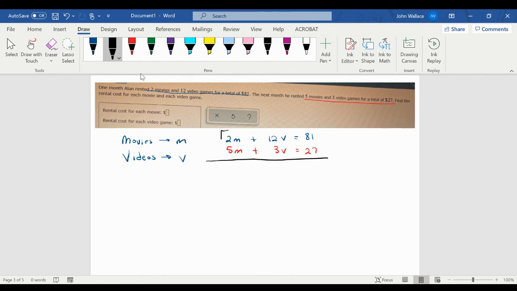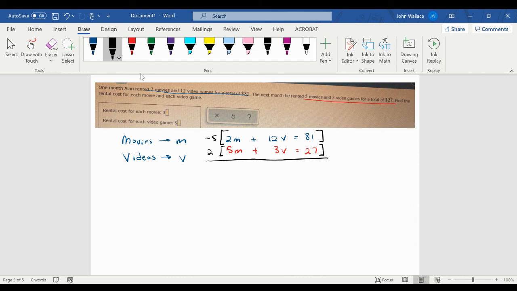For example, what we could do is take the entire first equation and multiply by -5. The second equation, we're going to multiply by 2. The reason why we do that is when we multiply by -5, we'll get a -10m here. When we multiply the second equation by 2, that will give us a positive 10m. Therefore, they will cancel. Let me show you.